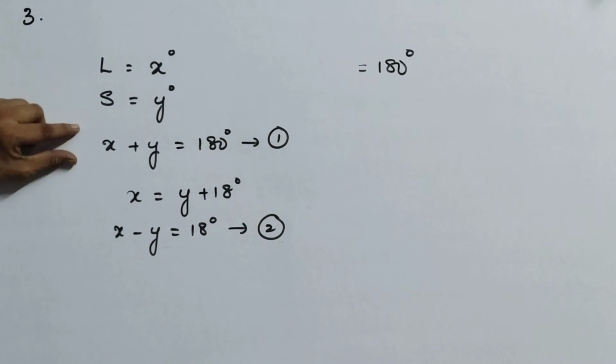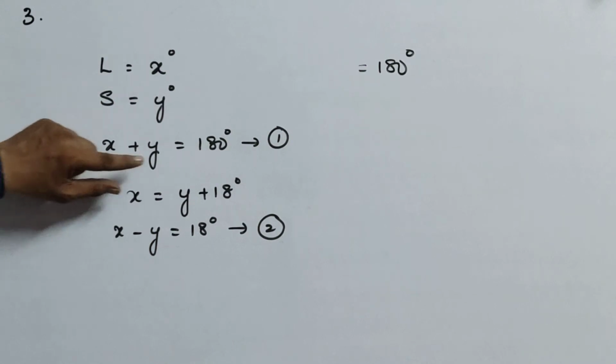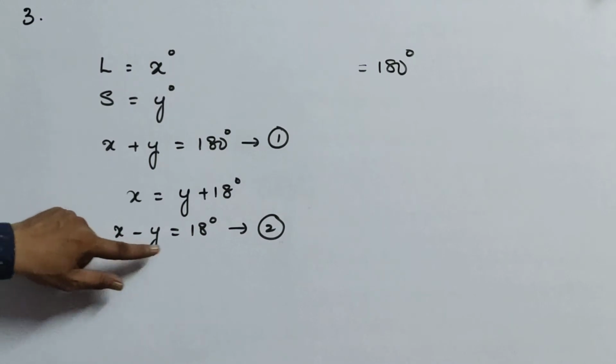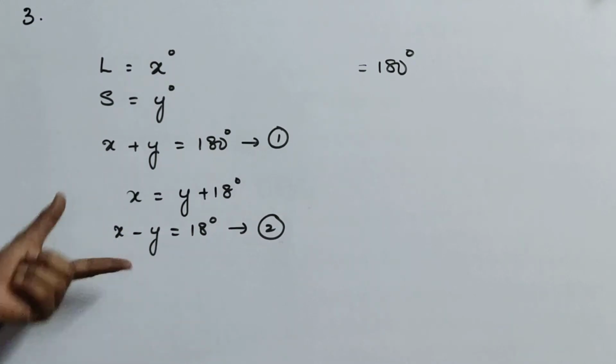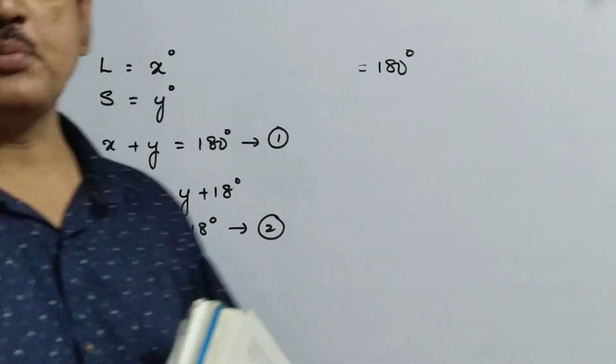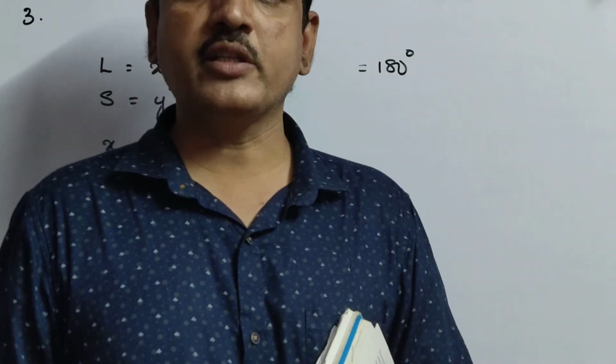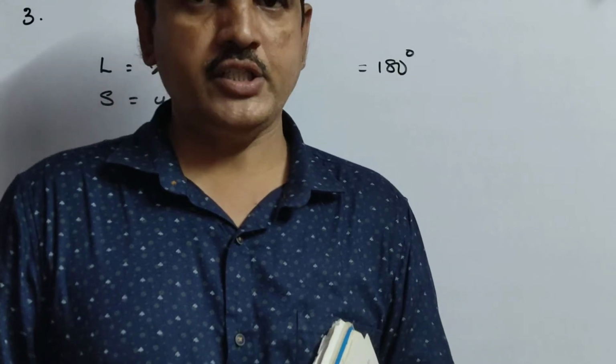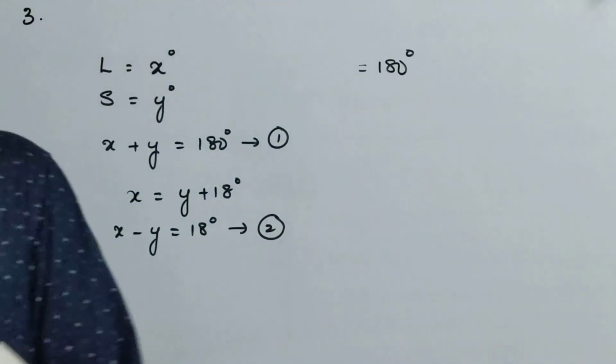So according to the problem, the first condition is x plus y equals 180 and the second condition is x minus y equals 18. Now from this, how do you find x and y? You know the substitution method, so you have to do it by the substitution method. I am only helping out with how to frame the equations. Okay. Coming to the next question, children.